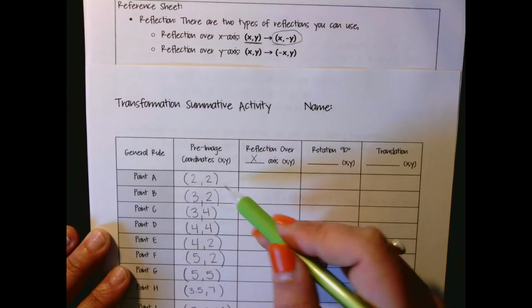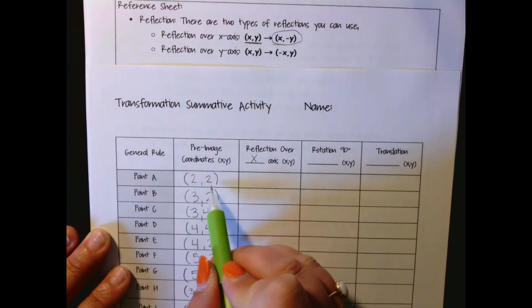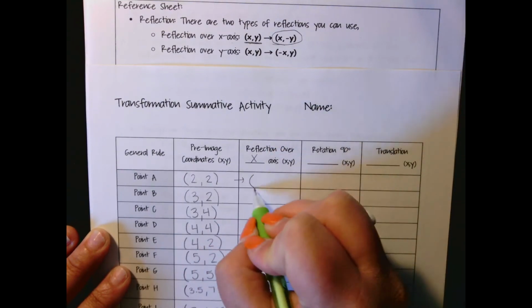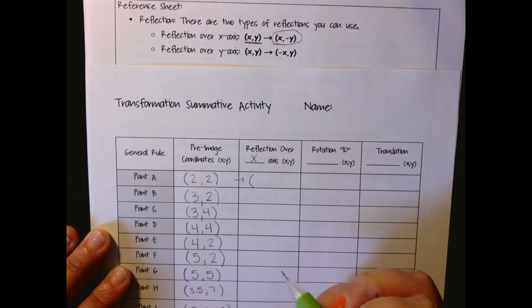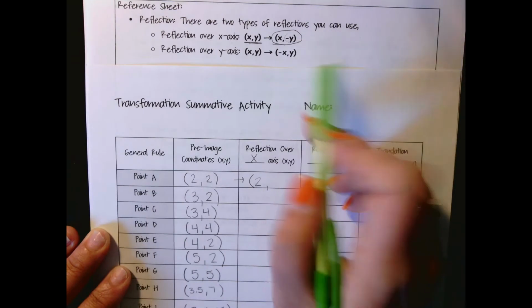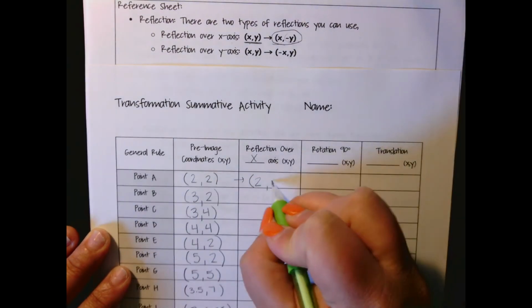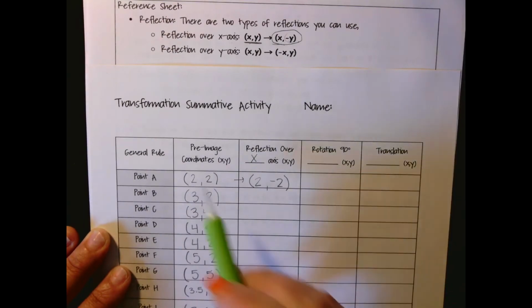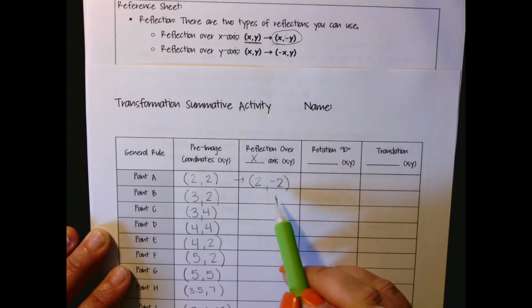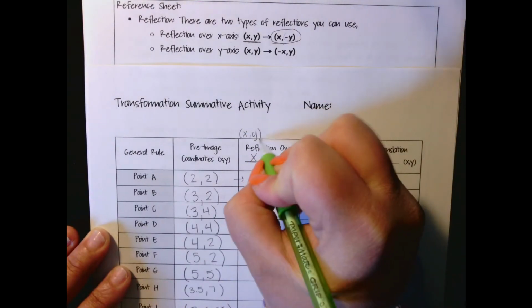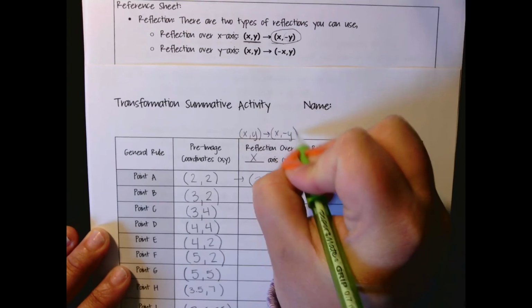So if I take my first point A, I'm starting with 2, 2. I need to take that 2, 2, and I'm going to change it so that it's x, negative y. So x is 2, that stays the same, and my y becomes negative y. So if y was 2, it's going to become negative 2. And I'm going to take my entire list of points and I'm going to go through and make it so all of my y coordinates become negative. That is going to force it to flip over that x-axis. So we're going to take x, y, and change it to x, negative y.